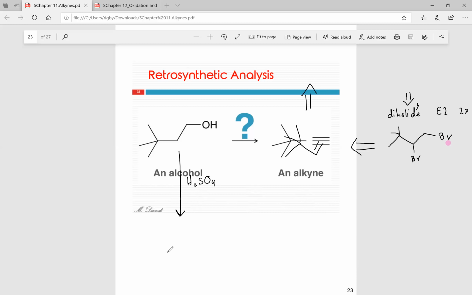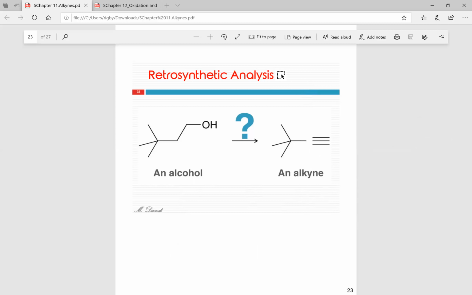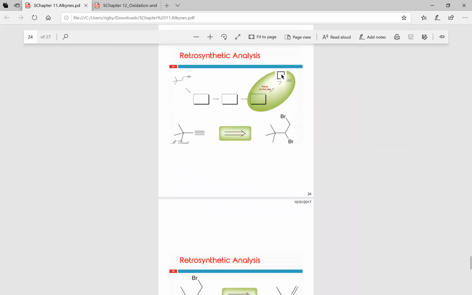And then what happens is we're going to do elimination twice. I'm just going to use the example that I used earlier with NaNH2, and then we end up with our final product, okay? So that is retrosynthetic analysis, and then turned back around to be the actual equation, okay? All right, so I'm going to clear. The rest of these slides are basically explaining what we just did.